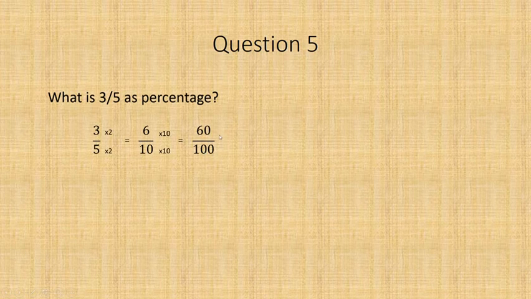So the percentage is going to be the numerator, 60. So the answer is going to be 60%. Or guys, you have a different way, by the way, to change it into a percentage, which is to change this 3 over 5 into a decimal. So 3 over 5 means 6 over 10, which means 0.6. And if you change it into a percentage, I move the decimal point 2 steps to the right, so it's going to be 60%. So it's going to be the same answer.